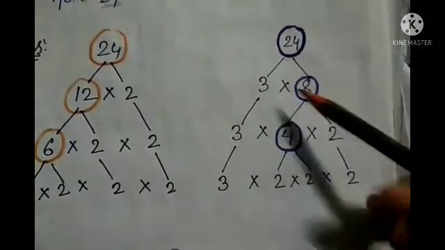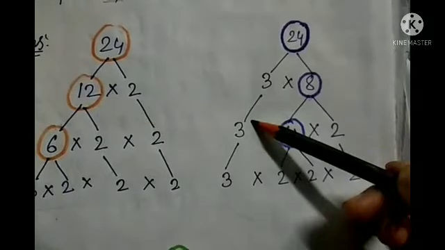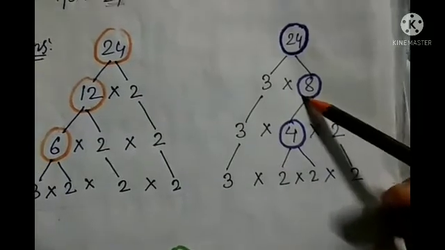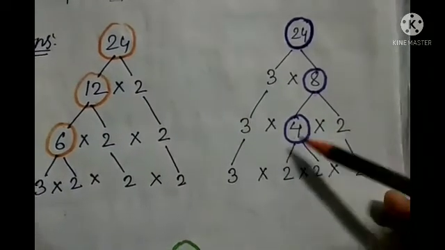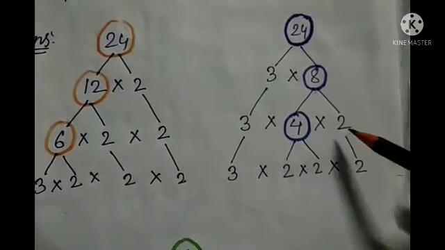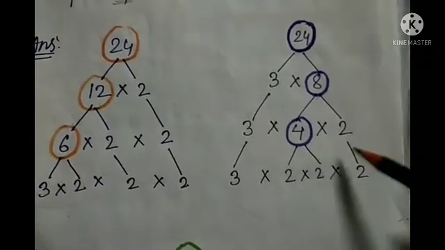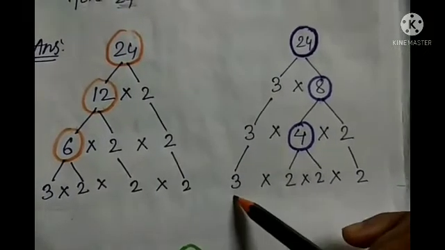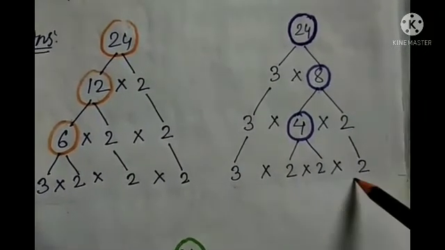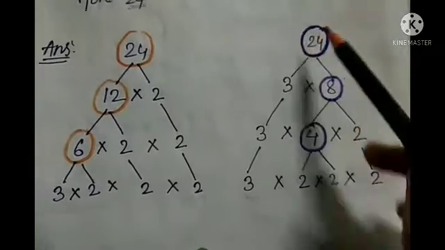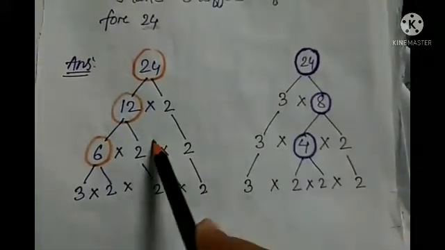Now we cannot break 3, so 3 will remain as it is. 8, yes. 4 can be broken up into 2 and 2, and the other branches will remain as extra, and this one will also be extra. But at last, if you multiply them, you will get 24. So these are the two different ways.